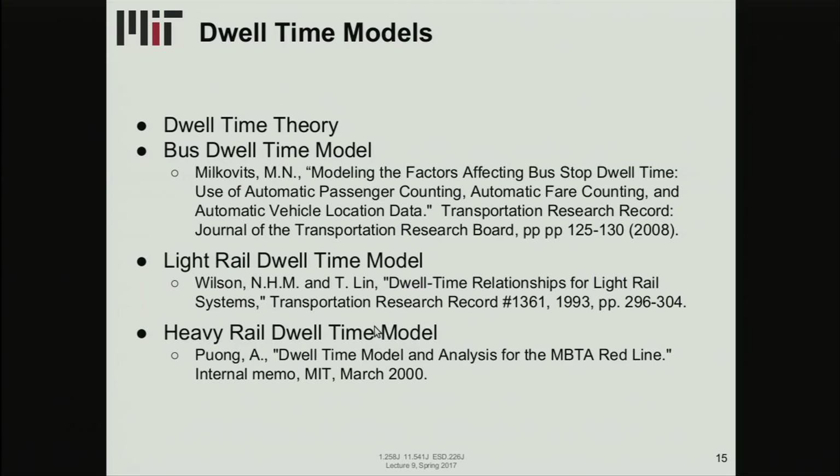Some part of it you can't change because it has to do with how many people are at the stop, but you could increase frequency, you could change the bus design. We gave a bunch of factors, and a lot of those are under the control of the agency. So let's go to dwell time models for that reason. There are some examples here, three papers. One on bus dwell time, one on light rail dwell times for the Green Line, and one on heavy rail. We're going to look at the three of them, just a high-level overview.